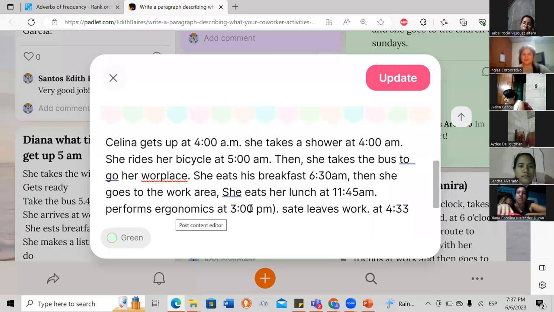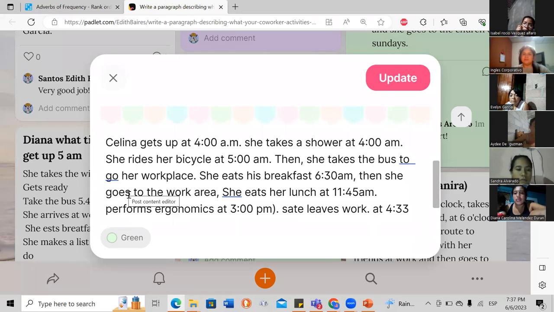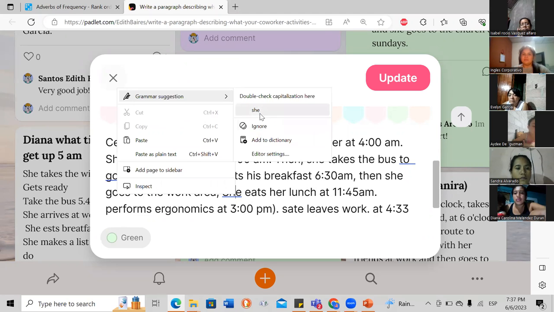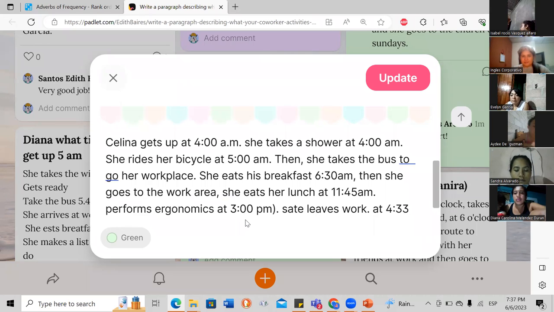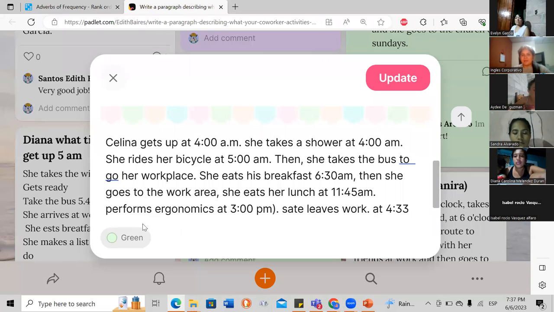Performs ergonomics at 3 p.m. What do you mean? ¿Qué quiere decir aquí? Que realiza esa rutina de ejercicios ergonómicos. Es una actividad que ella hace que se llama ergonomics. Right? Es como un task que ella hace a esa hora. Sí, teacher. Okay. Son ejercicios sí. Ergonómicos. Y perdone mi falta de conocimiento. Pero esos ejercicios, ¿cómo lo hace?